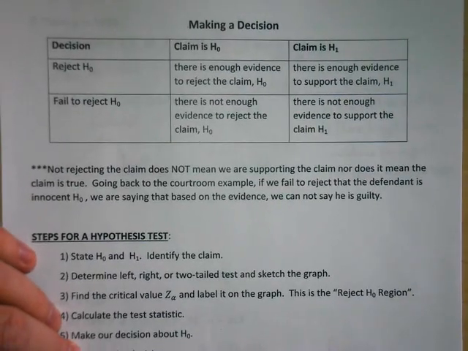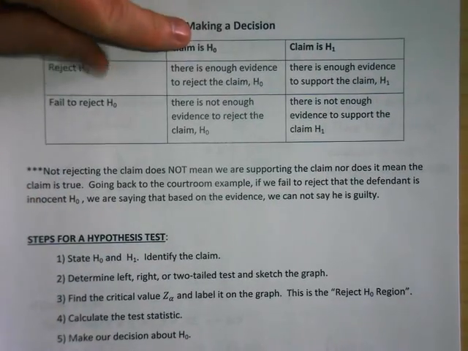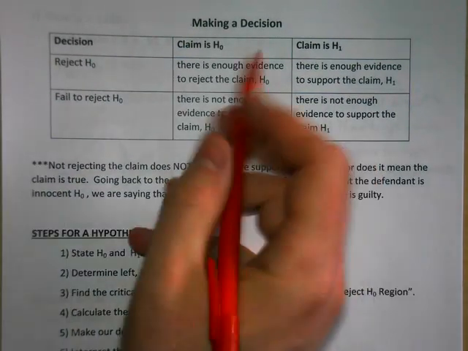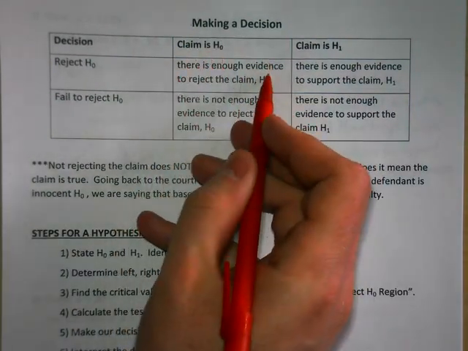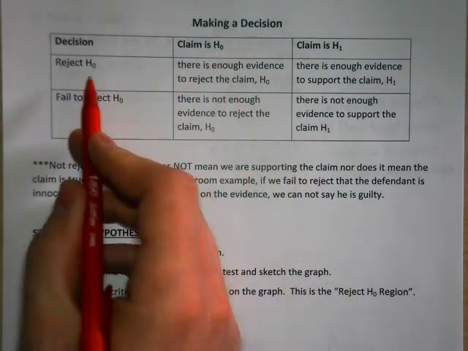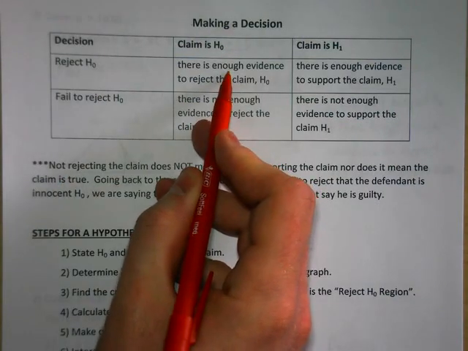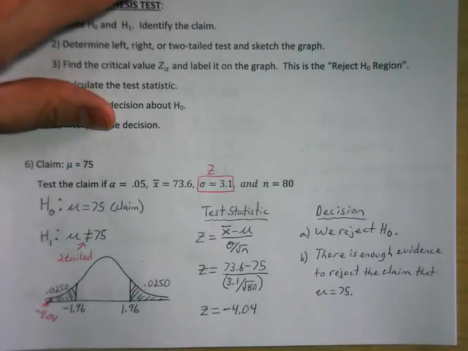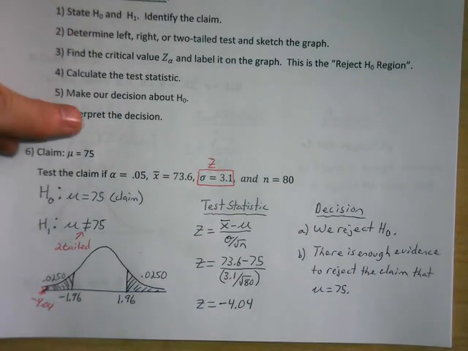Okay, and if you need to, you can go to the top of the page there about making the decision. Our claim was H0, and we rejected H0. So we're looking at this right here. There is enough evidence to reject the claim H0. Okay, so the claim was H0, we rejected H0, so there's enough evidence to reject the claim. Okay, so we can reject that mu equals 75.